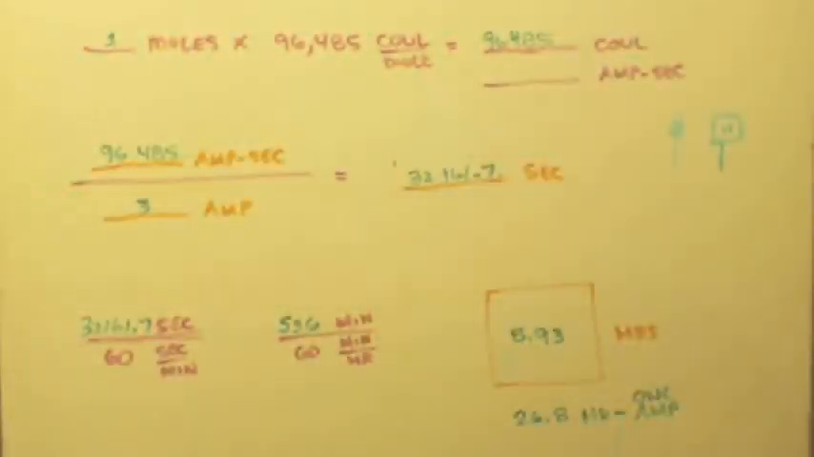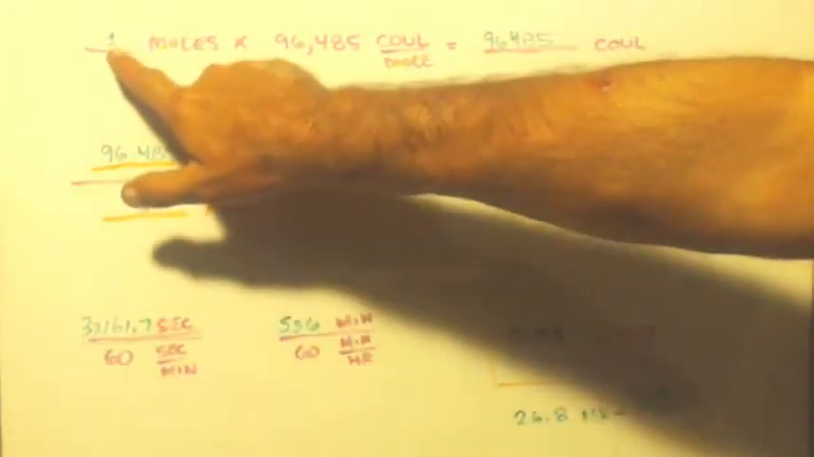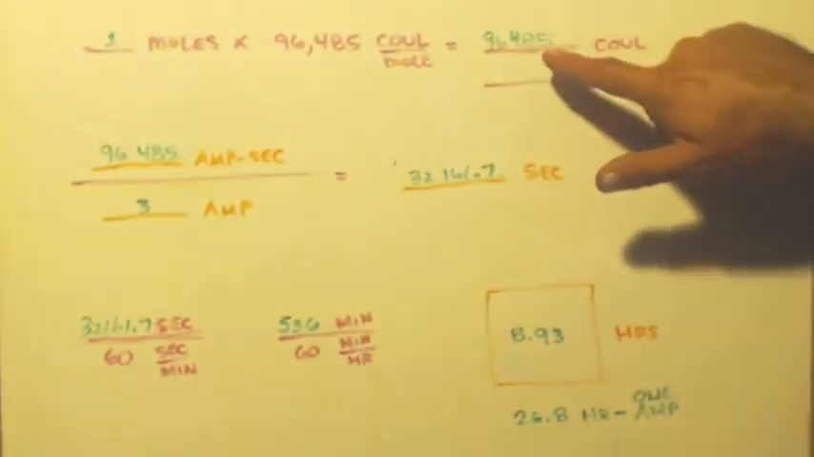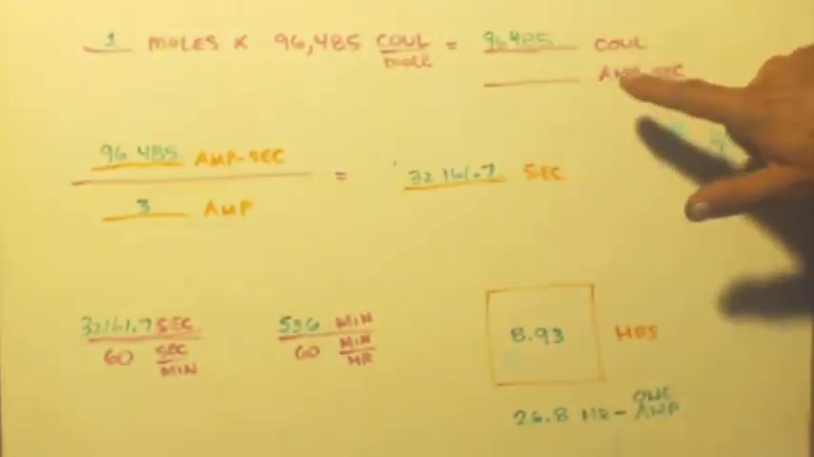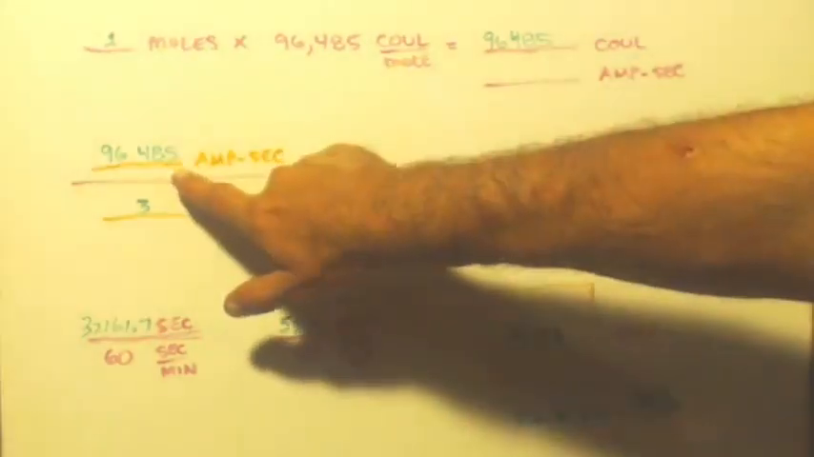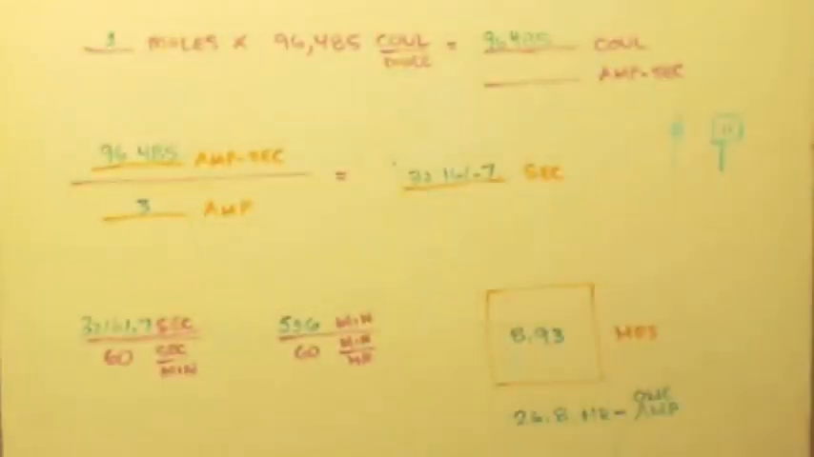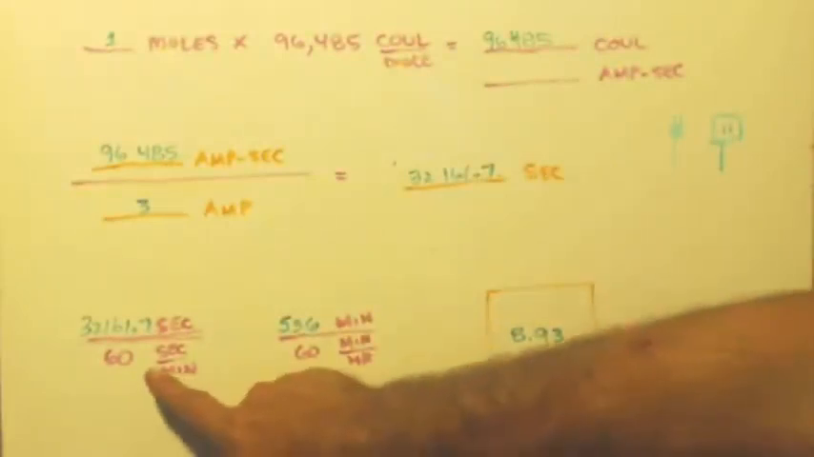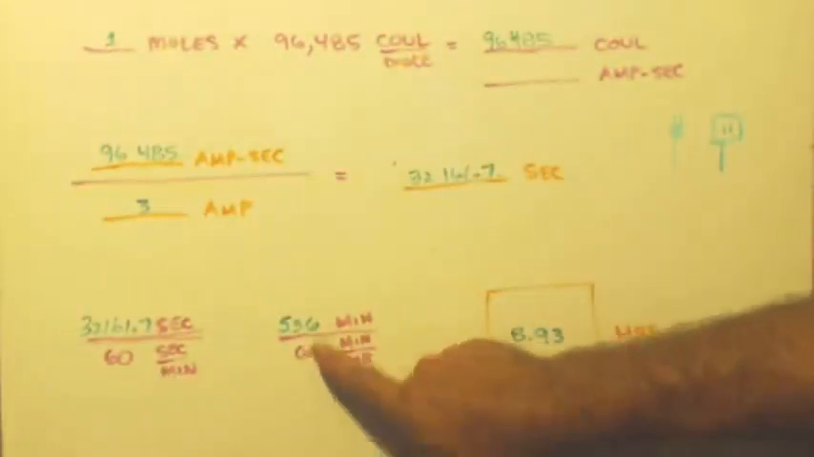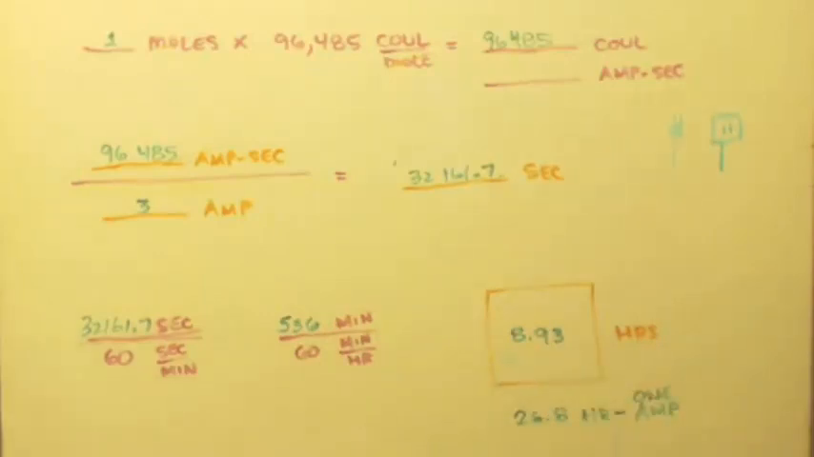Let's do another example. All right, so let's say you want to make 1 mole. You'd plug in your 1, multiply it by Faraday's constant, you get 96,485 coulombs. Coulombs and amp seconds are the same, so you can just transfer it down to here and divide by your amps. I use 3 amps. Amps cancel out, and you get seconds. You get 32,000 seconds. And then I obviously divide by 60, get 436, divide by another 60, and I get 8.93 hours. So if I want to do a whole mole with 3 amps, it would take almost 9 hours.